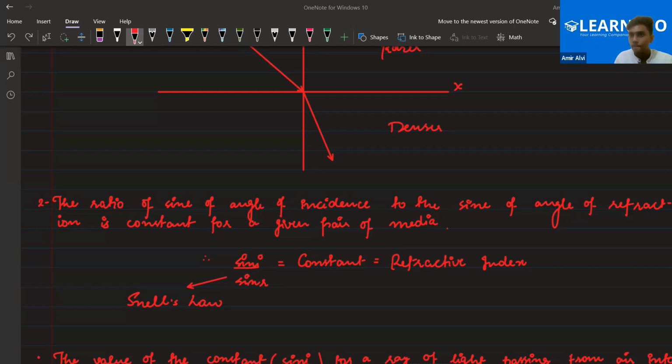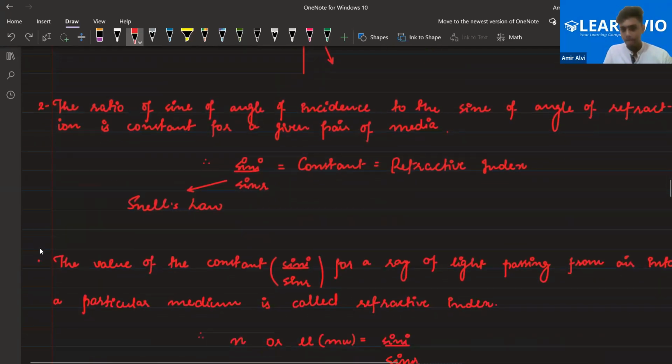Any doubt so far? The ratio of sine of incidence to sine of refraction is equal to a constant, and that constant is called the refractive index. This is the term that will determine whether the medium is denser or rarer with respect to air. Clear?